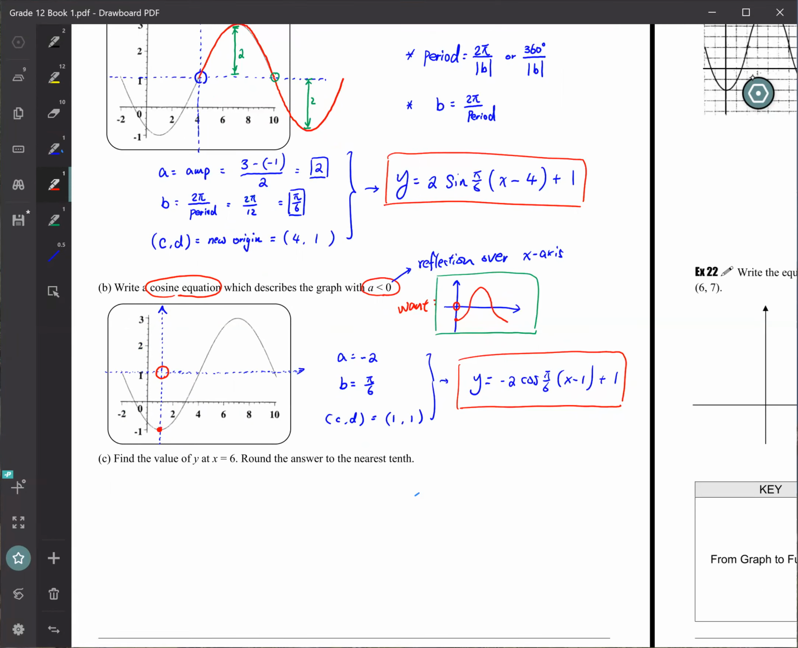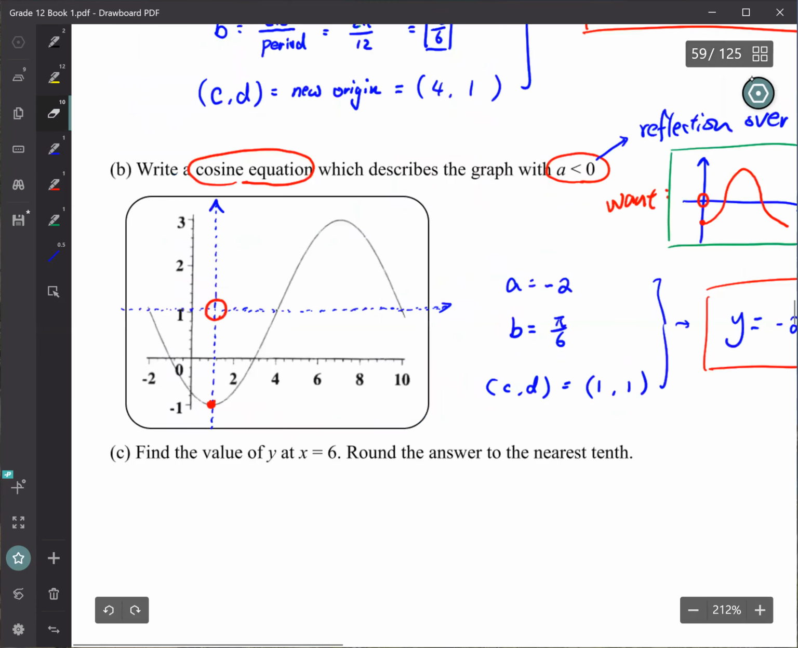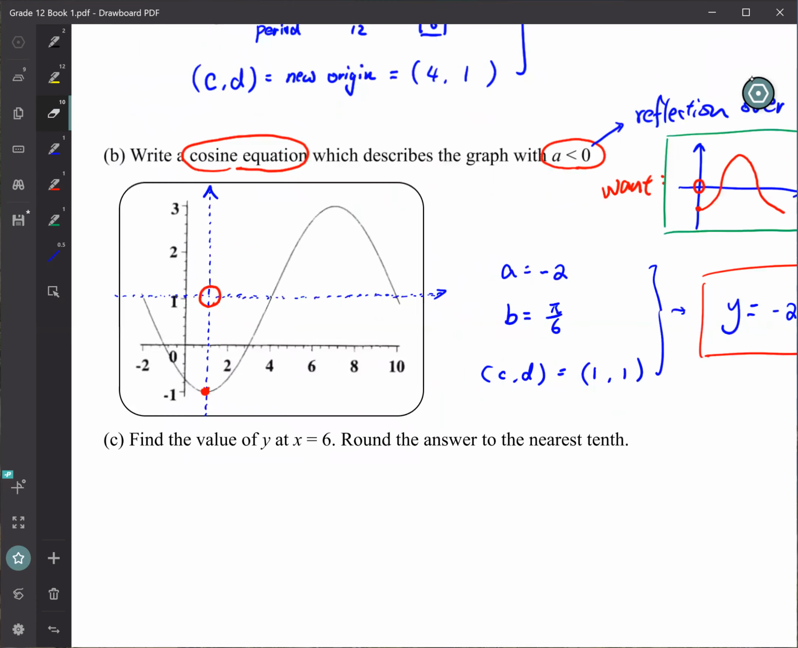So let's look at question C now. Once you have the equations, then you could use it to find any point on the graph, okay? So let's look at what they are asking here. Find the value of y, right? So this is what you're looking for. Let's underline that. Find the value of y when x equals 6.